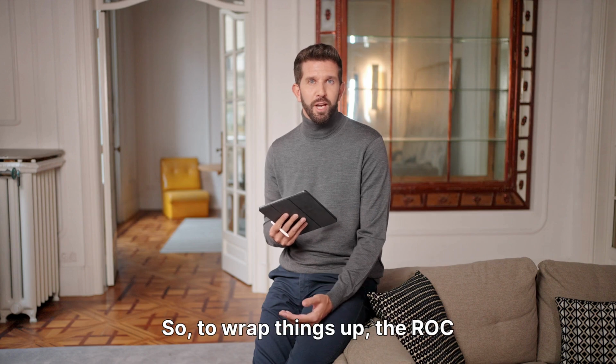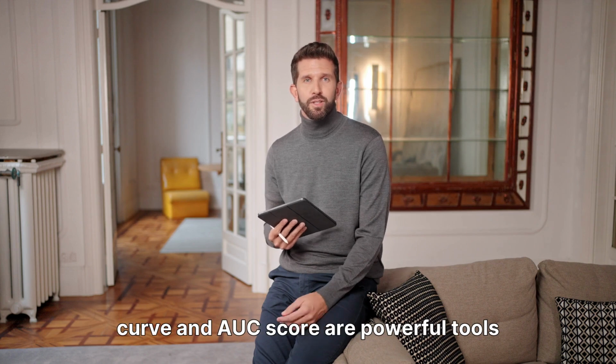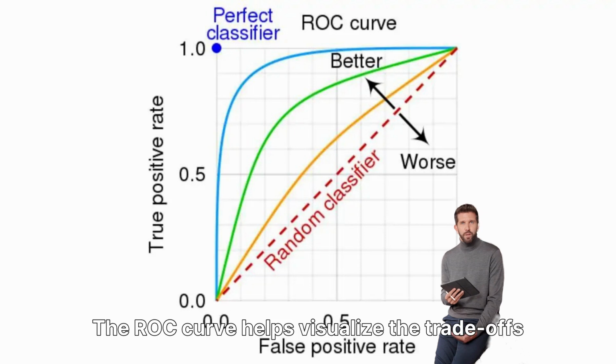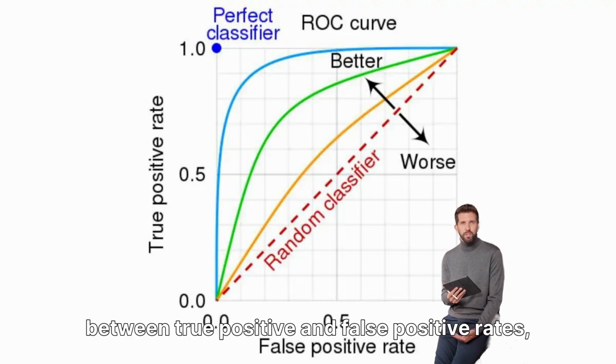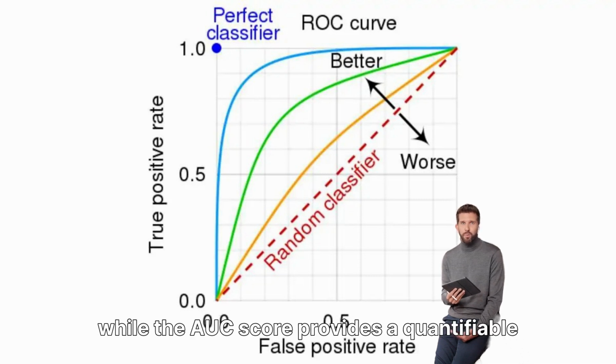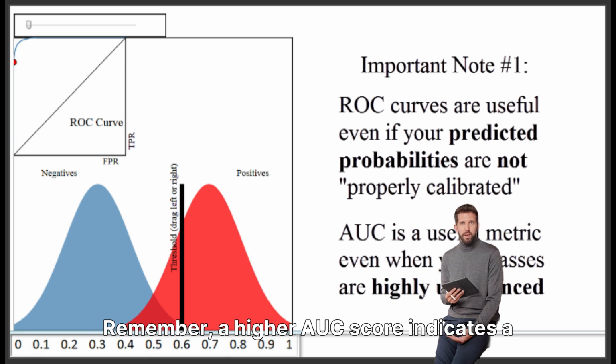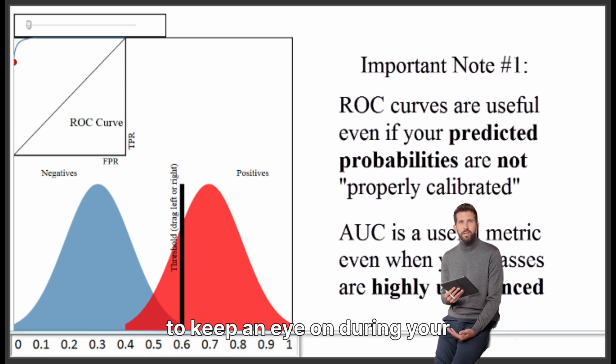So, to wrap things up, the ROC curve and AUC score are powerful tools for evaluating the performance of classification models. The ROC curve helps visualize the trade-offs between true positive and false positive rates, while the AUC score provides a quantifiable measure of performance. Remember, a higher AUC score indicates a better model, so it's something you'll want to keep an eye on during your model evaluation process.